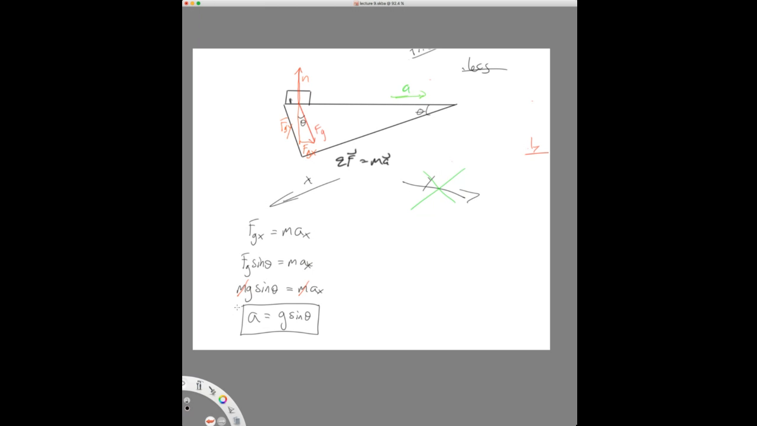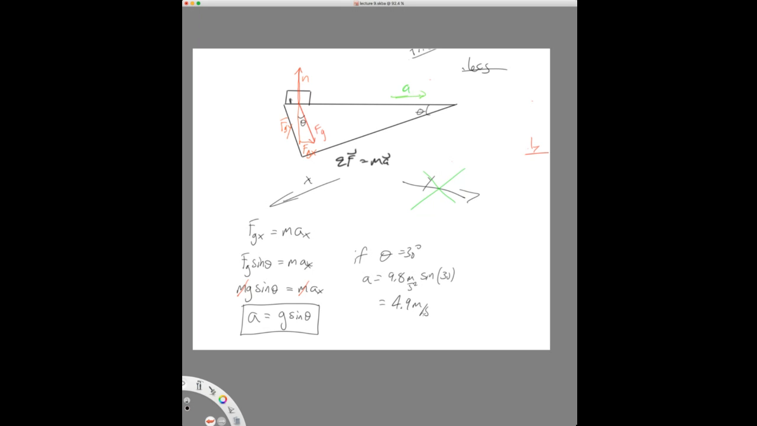So for example, if theta equals 30 degrees, I didn't really give a number, but we would have acceleration would be 9.8 meters per second squared times the sine of 30, which would be 4.9 meters per second squared.